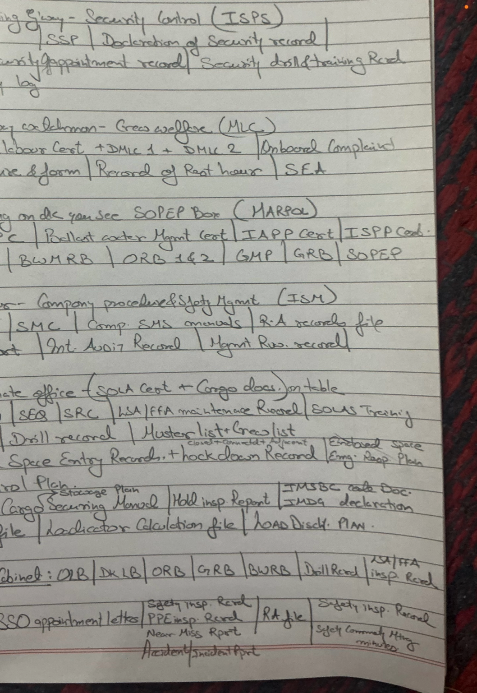Then you think, oh, this ship needs some more detailed inspection. So safety inspection record book. Once you have done the safety inspection record book and all this incident, near miss, whatever your findings, you will let the crew know in a safety committee meeting. So minutes of safety committee meeting.